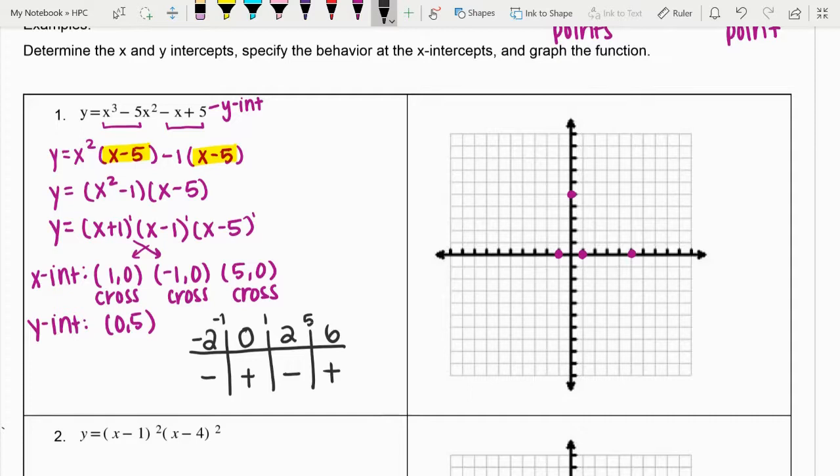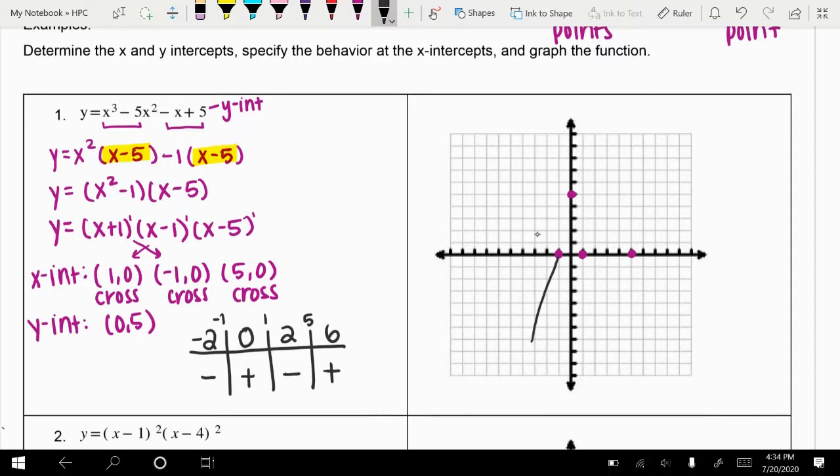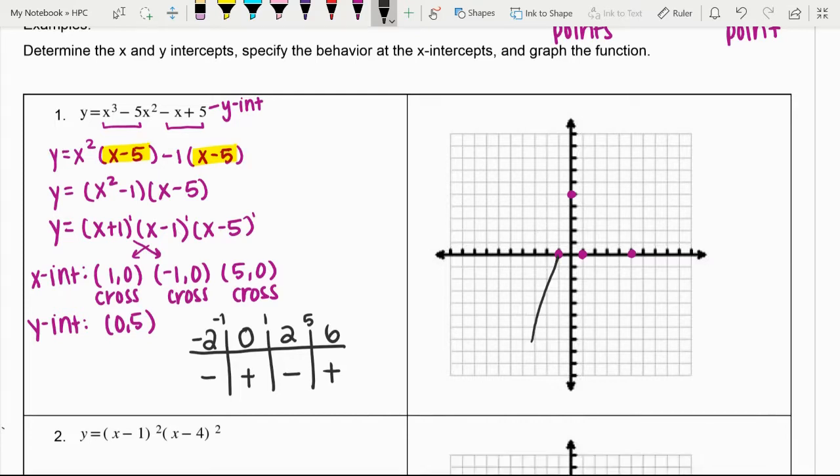So when we are approaching (negative 1, 0), we are approaching that from the negative side of the x-axis. So I'm going to be coming down here. Okay, then I know that I'm crossing the axis, so I'm going to go up to (0, 5). Okay, then I have to get back down to (positive 1, 0). Again, I have to cross the x-axis. Then I need to turn around, and at (positive 5, 0), I'm increasing into the positive direction.